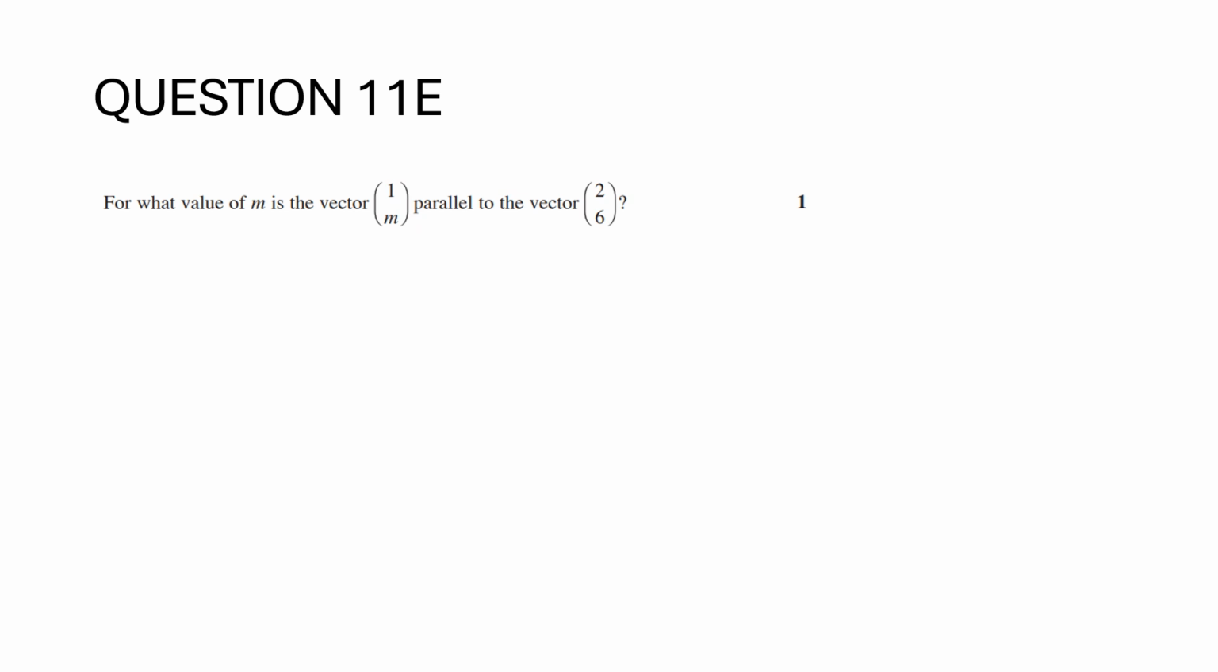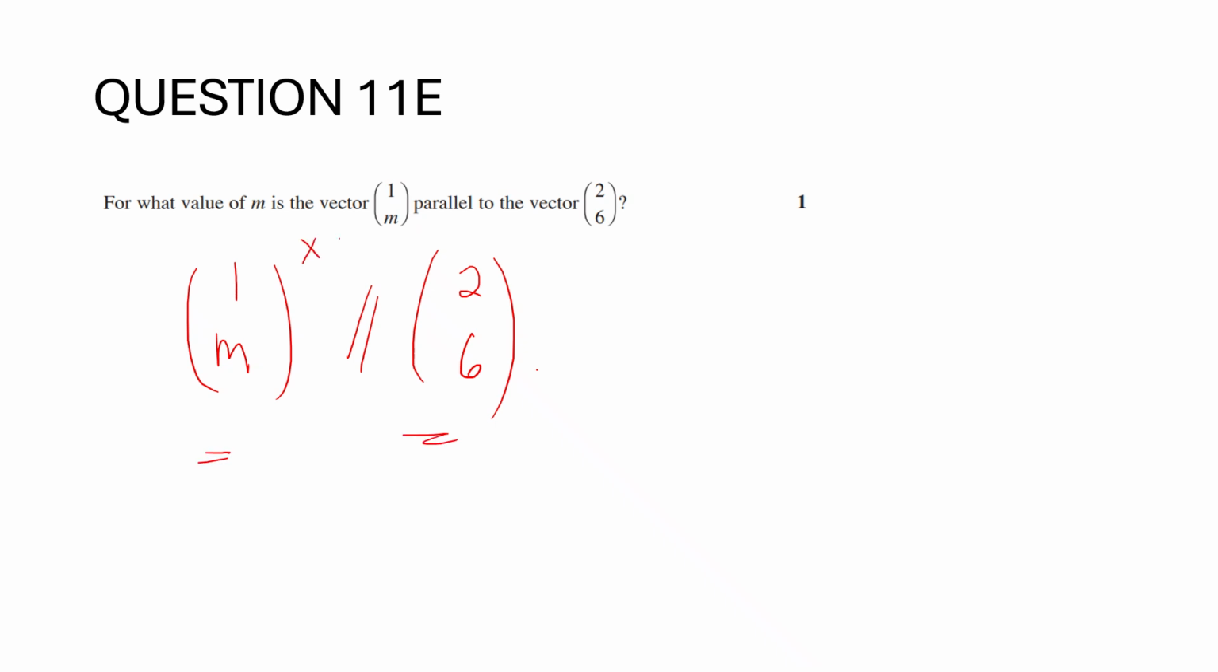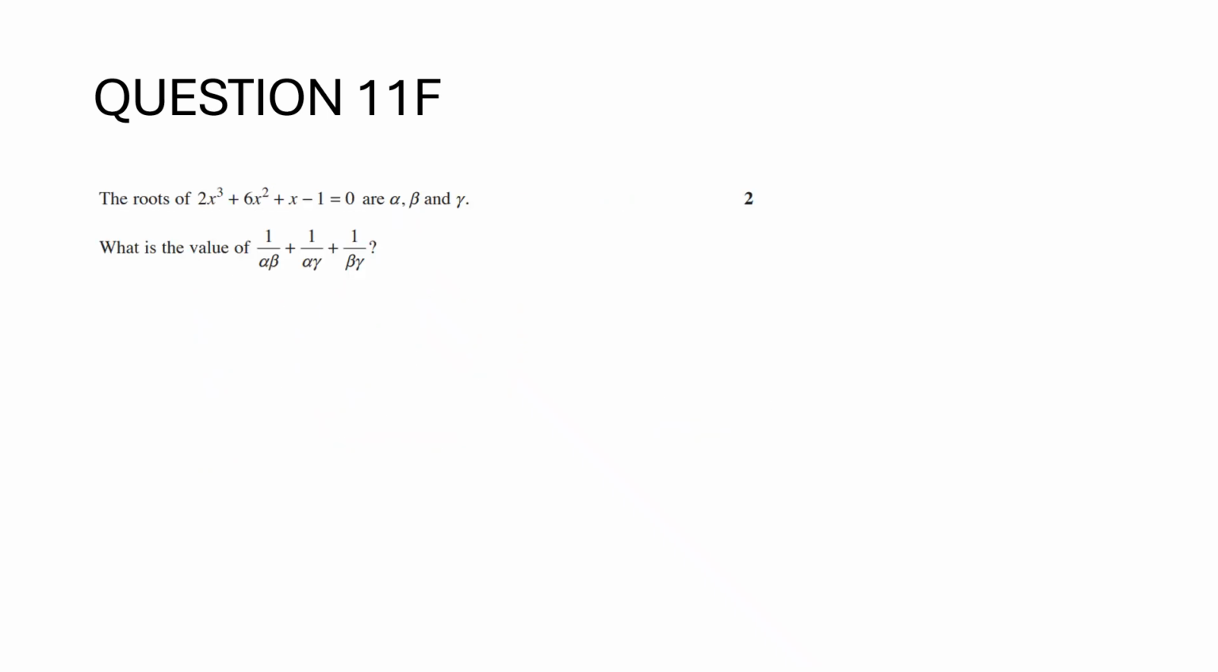11e, for what value of m is the vector 1, m parallel to the vector 2, 6? So we need this to be a scalar multiple of this vector. And obviously we have multiplied by 2 across the top, so we need to multiply by 2 across the bottom, and so m has to equal 3.